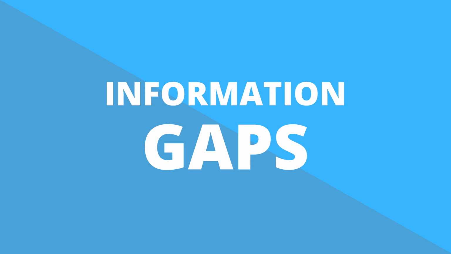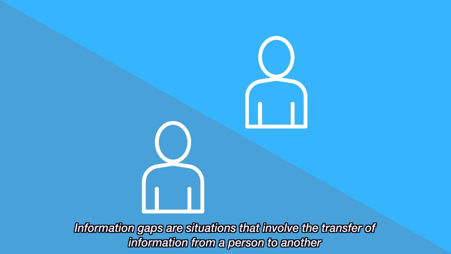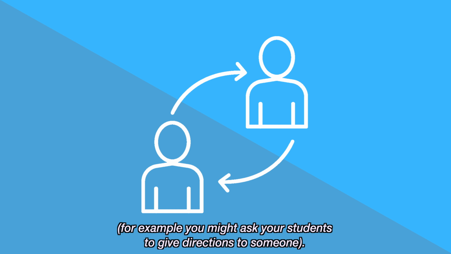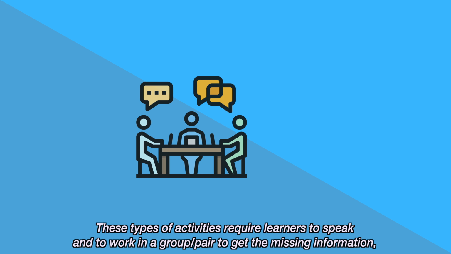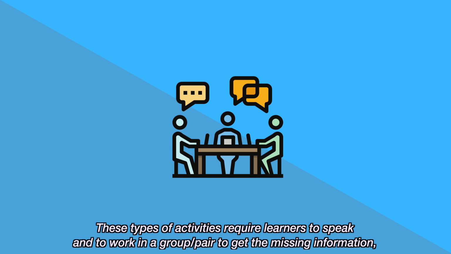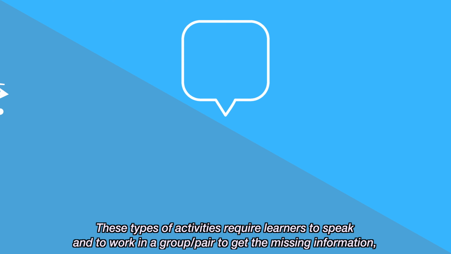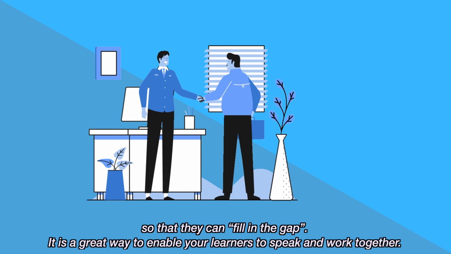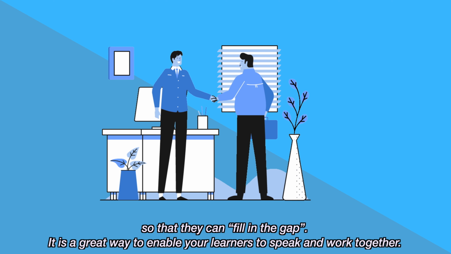Information gaps are situations that involve the transfer of information from one person to another. For example, you might ask your students to give directions to someone. These types of activities require learners to speak and to work in a group or pair and get the missing information so that they can fill in the gap. It is a great way to enable your learners to speak and work together.